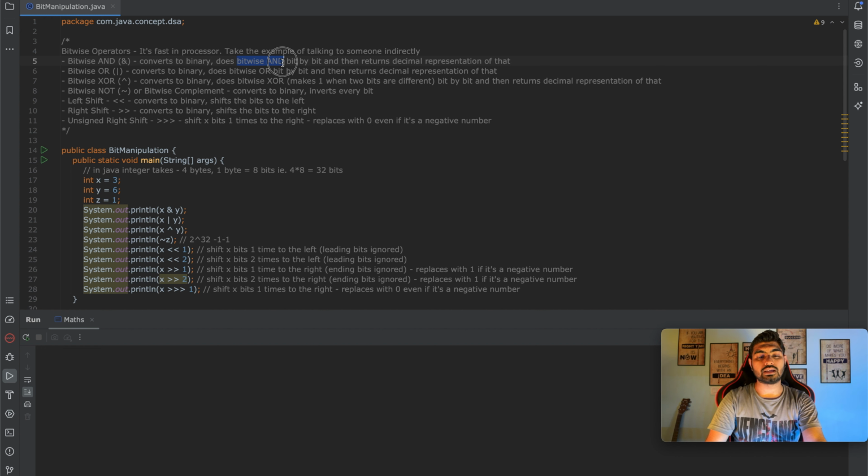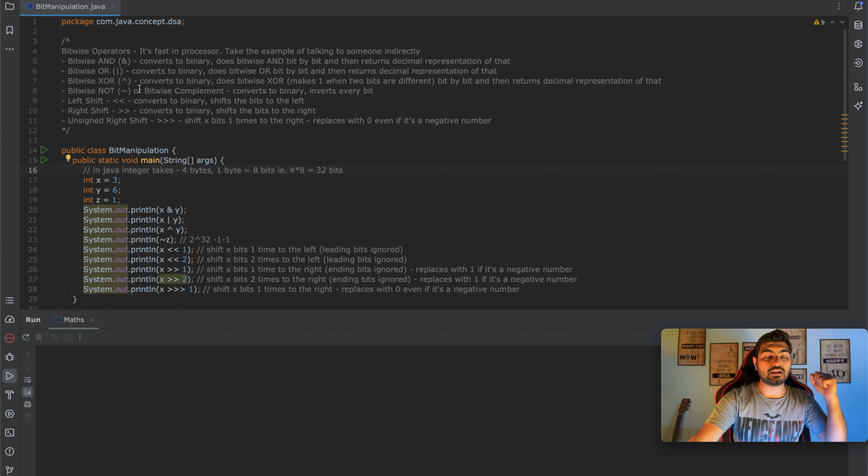Now what do you mean by bitwise AND? When it converts to binary, you will have those 32 bits of a number. Why 32 bits? Because in Java an integer takes 4 bytes, and in 1 byte there are 8 bits. If you multiply 8 by 4, you get 32 bits. So that's why I'm saying 32 bits of the first number, 32 bits of the second number. AND operation means wherever you have 1 at the same places, that is where you will have 1 in the result as well. When that operation is performed, you get your answer, and then that answer is converted to a decimal representation.